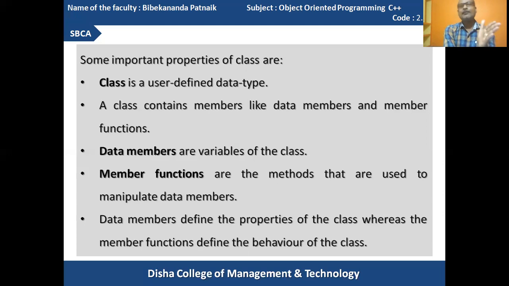So data members define the property of the class, whereas member functions define the behavior of the class. Take a simple example. Suppose we take an automobile or a car as an example. In this case, car is considered a class. As you know, there are many cars from different manufacturers, with different names and brands.